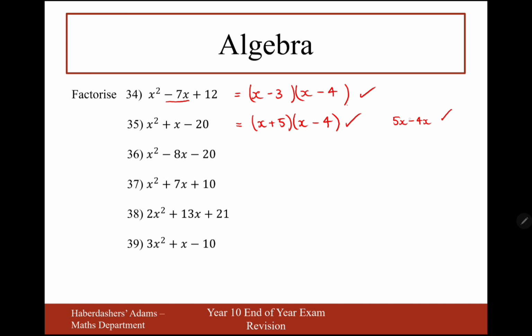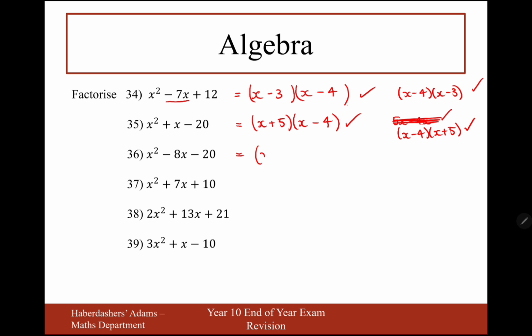Now with either of these two questions here, if you've got the brackets the other way round, i.e. x minus 4, x minus 3, or if you've got x minus 4, x plus 5, then your answer is still 100% correct. As with two numbers, you can always reverse them, and when they multiply, they make the same answer. Just as with two brackets, if you were to reverse the brackets the other way round, then you still get the correct answer.